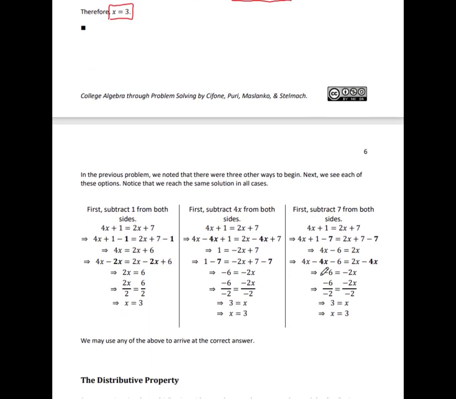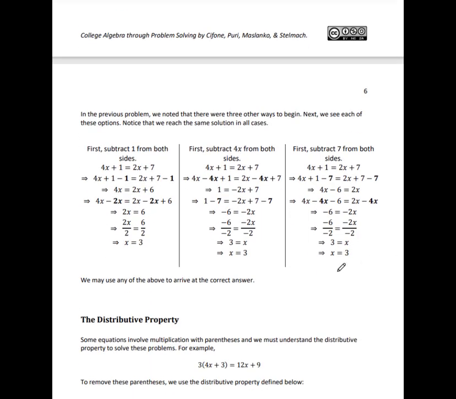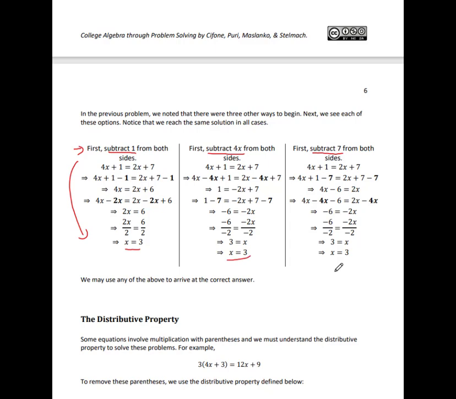Now we mentioned before that there are 3 other ways to start the problem. We did the problem by subtracting 2x first. What we could have done is subtract 1 first from both sides, or we could have subtracted 4x from both sides, or 7 from both sides of the equation. I'm going to leave out the steps for you to go through, and if you do have any questions, let me know and I will go over that. But you can see that regardless of which way you start the problem, your solution at the end is still the same. So you may use any of the above to arrive at the correct answer.